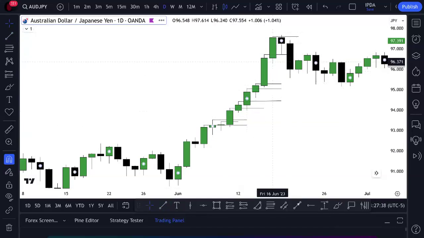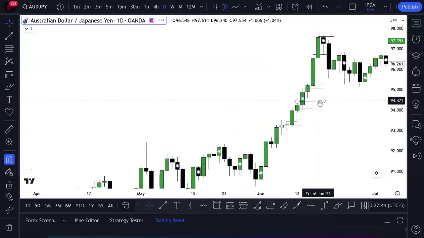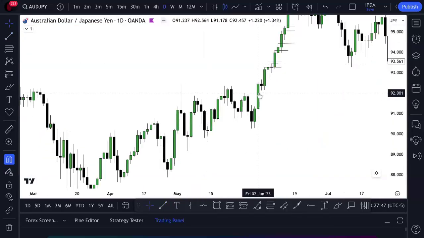If it's bearish, what's your easiest draw on liquidity? The previous daily low. If it's going to sell, it's going to target previous daily lows. If it's going to buy, it's going to target previous daily highs.